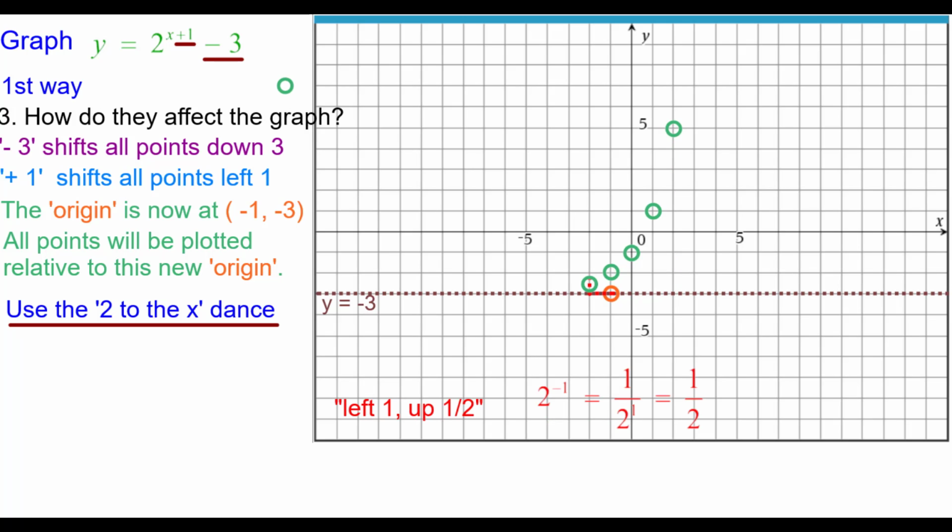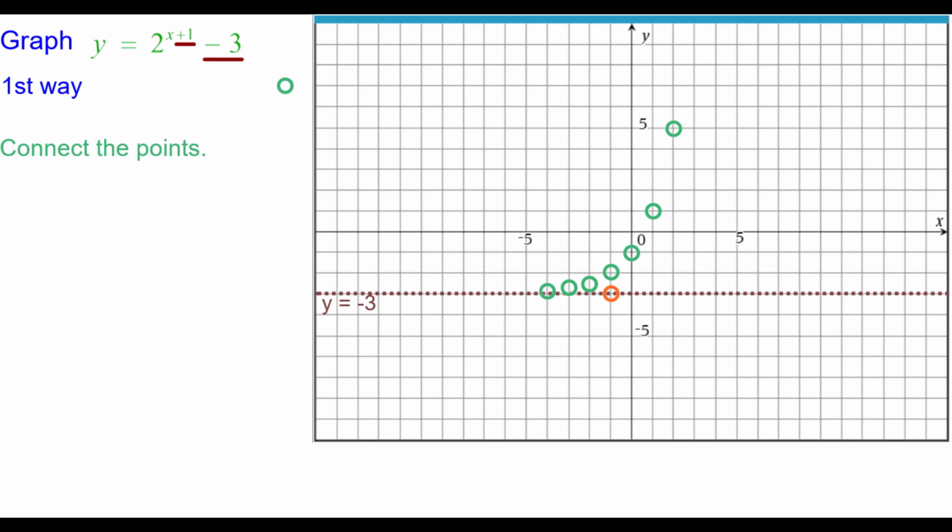Going in the negative direction, it's going to be left 1 up a half because 2 to the negative 1 is the reciprocal of 2, which is a half. Left 2 up a quarter because 2 to the negative 2 is 1 over 2 squared, which is 1 over 4. And left 3 up 1/8. 2 to the negative third is 1/8.